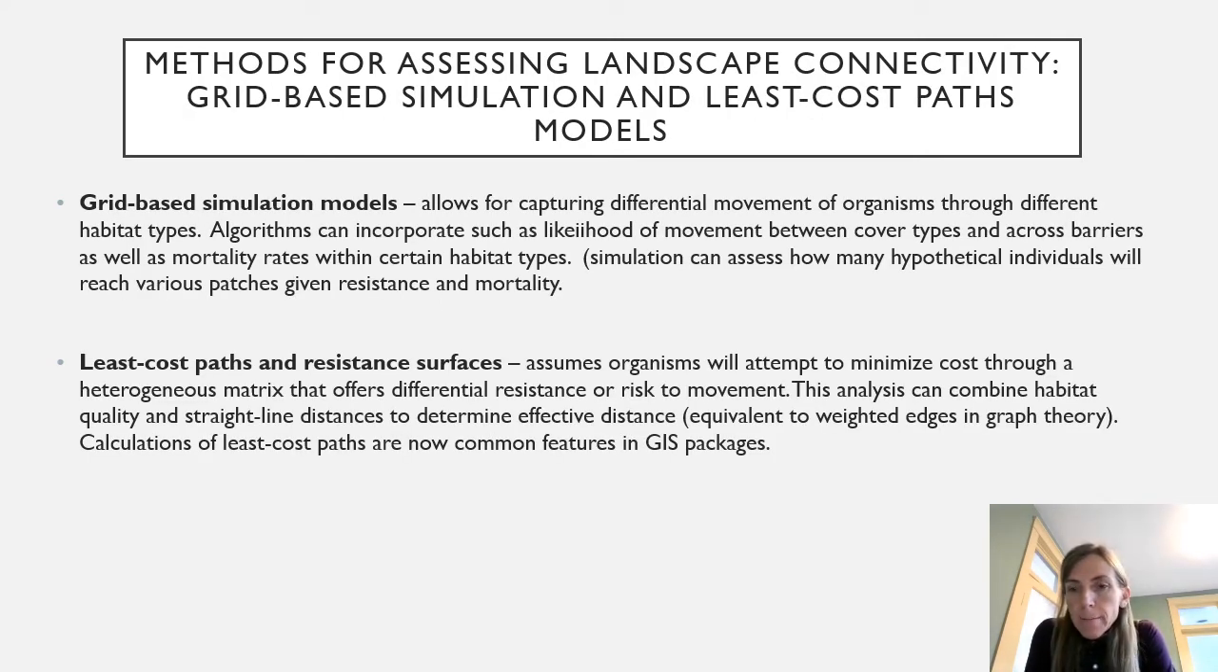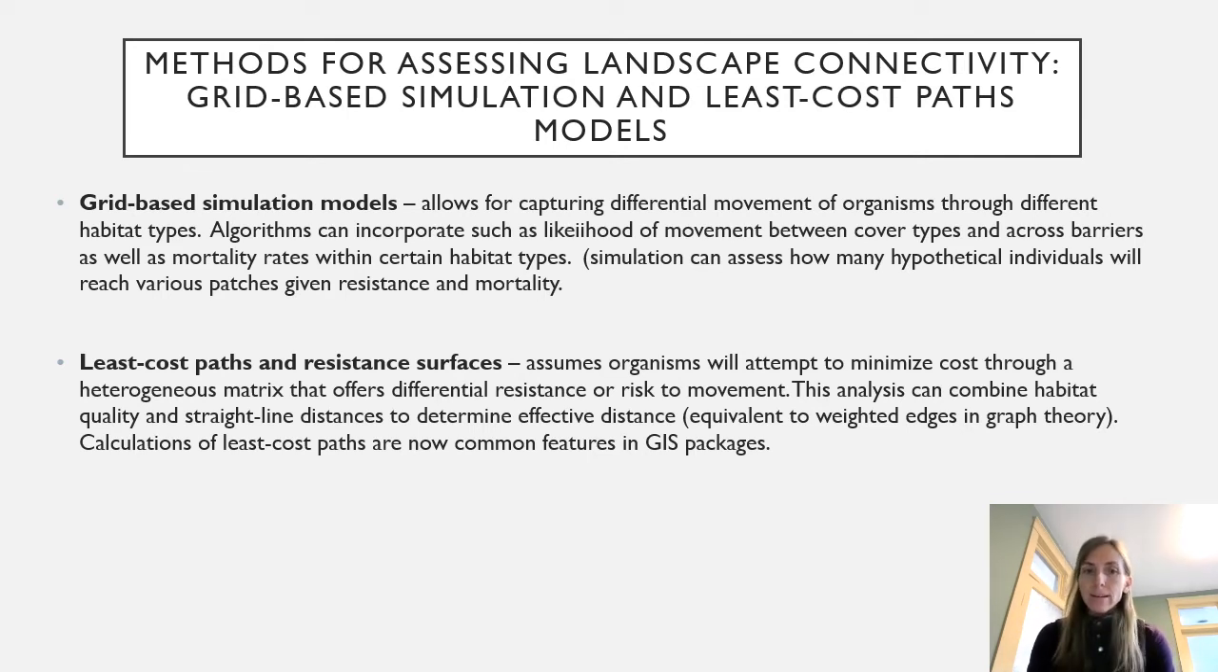So grid-based simulations allow us to capture the differential movement of organisms through different habitat types. This simulation could start with a hypothetical population within a patch and actually determine the number of those individuals that we might see dispersing to other patches based on their distance, based on the likelihood of mortality in moving to another habitat patch, and their willingness to cross the intervening matrix.